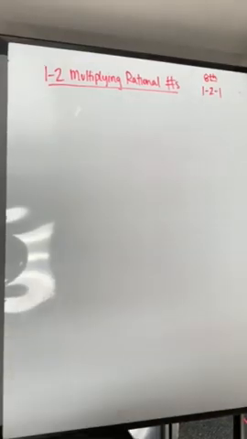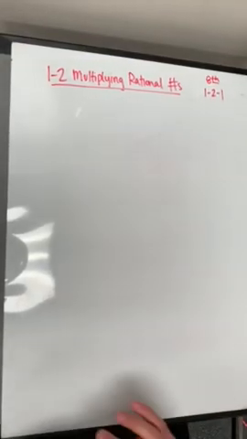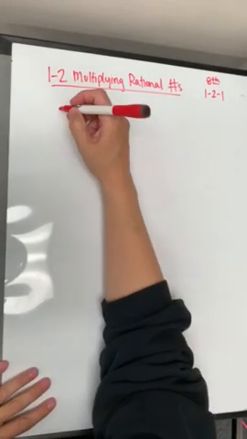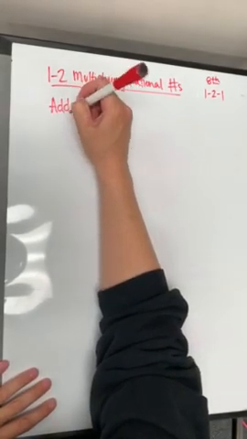Okay, chapter 1, section 2, multiplying rational numbers. So this section is about getting comfortable with multiplying whole numbers, fractions, and decimals. Before we go over it, I wanted to do a quick review of adding fractions.